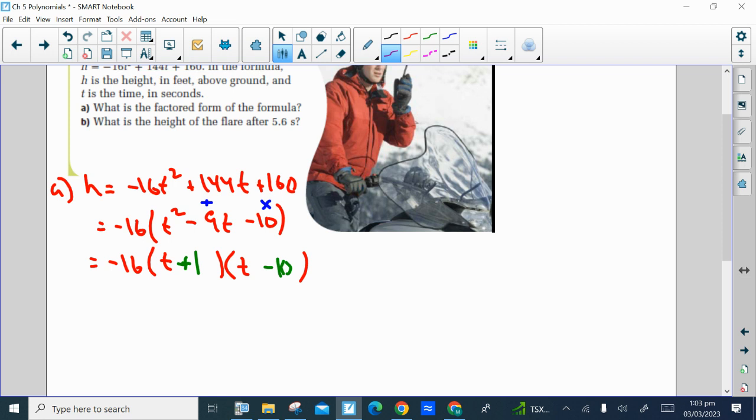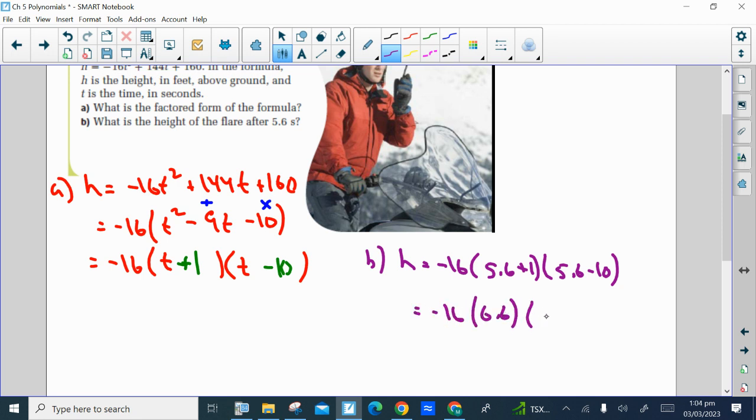Part B, what is the height after 5.6 seconds? So we saw in the last example, we can use the original one or we can use the factored one. Let's use the factored one. It's easier to work with. When t is 5.6, you'll have 5.6 plus 1 in the first bracket, 5.6 take away 10 in the second bracket. So it'll be negative 16 times 6.6, and 5.6 take away 10 is negative 4.4.